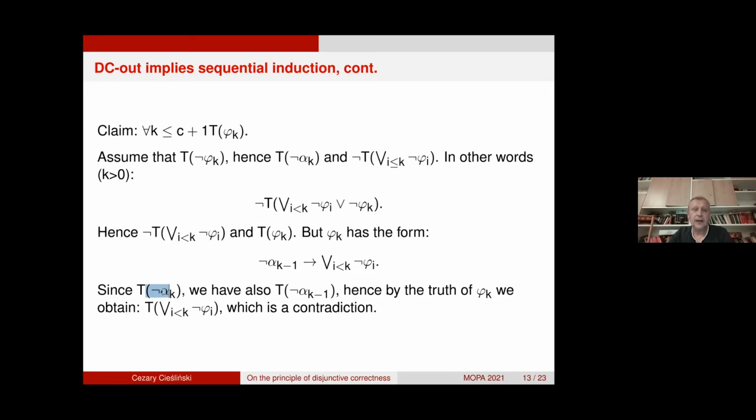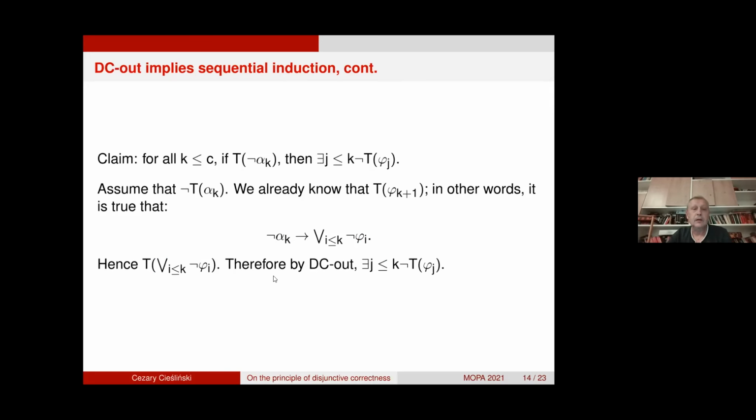And we have not alpha k. By our assumption, because we assumed that if a given alpha in the sequence is true, then the next is true. It was one of our assumptions. So with not alpha k, then not alpha k minus 1. So by the truth of phi k, we obtain this, which is a contradiction. So this ends the proof of the first part. All phi k's are true.